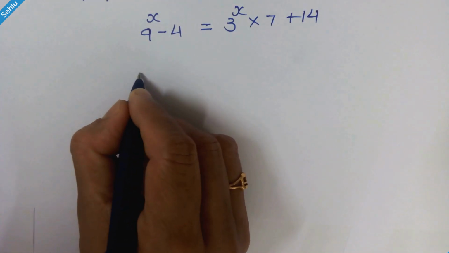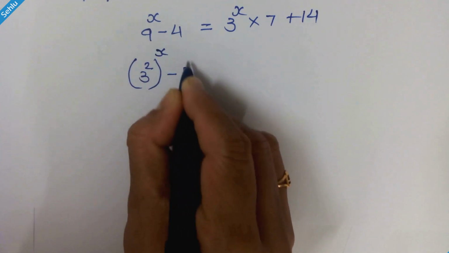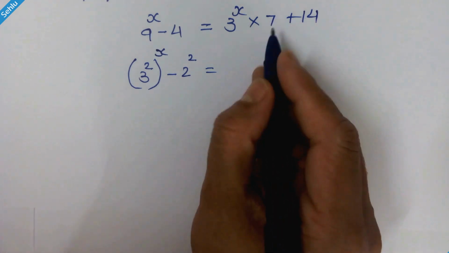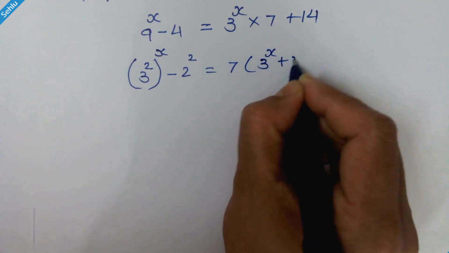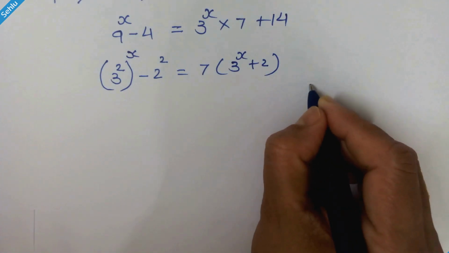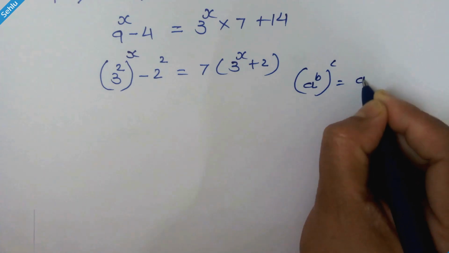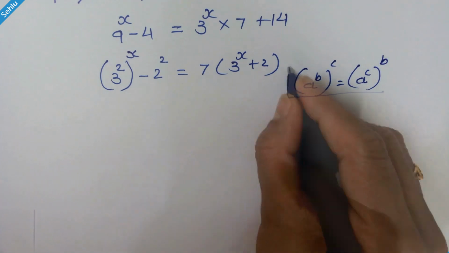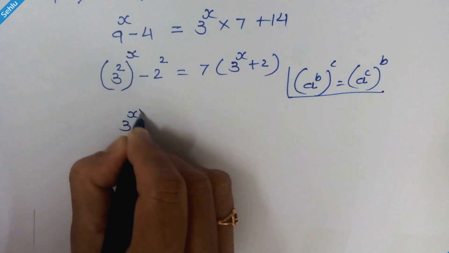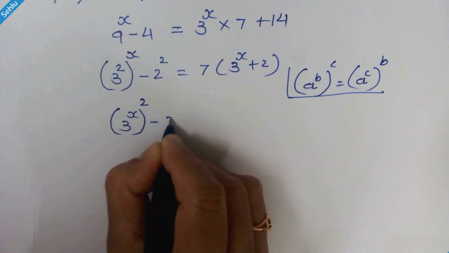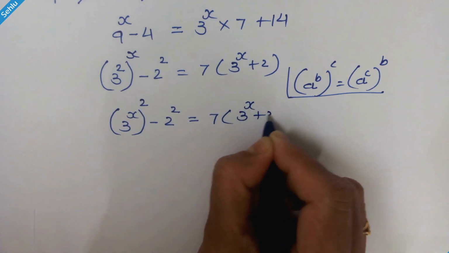Now on this part we can write (3 square) whole raised to x minus 2 square is equal to, and from this part we can factor out 7 times (3 raised to x plus 2). Now if we have a raised to b whole raised to c, then it will be a raised to c whole raised to b. According to this rule, we can write this part as (3 raised to x) whole square minus 2 square is equal to 7 times (3 raised to x plus 2).